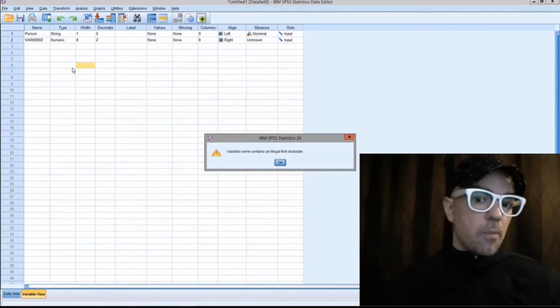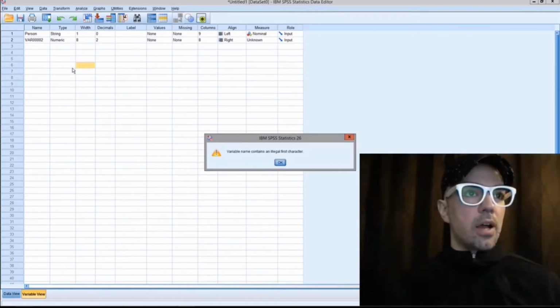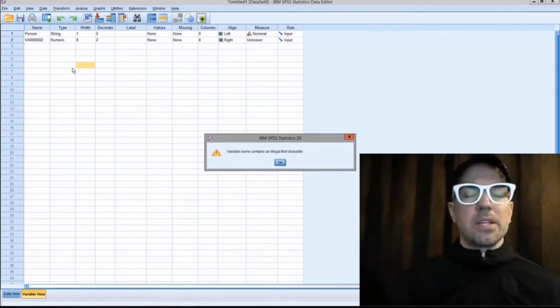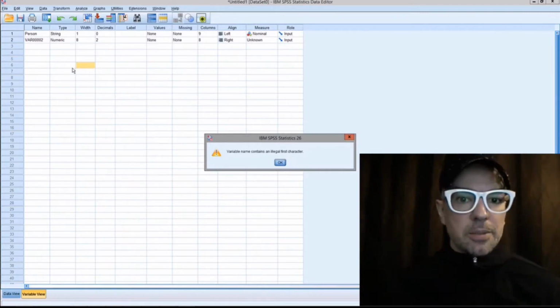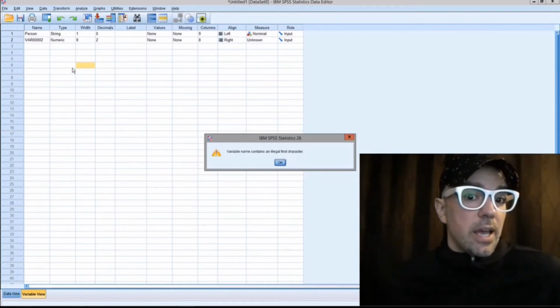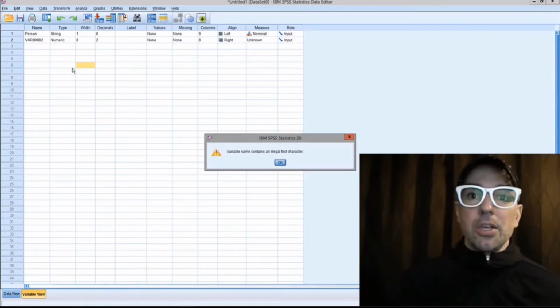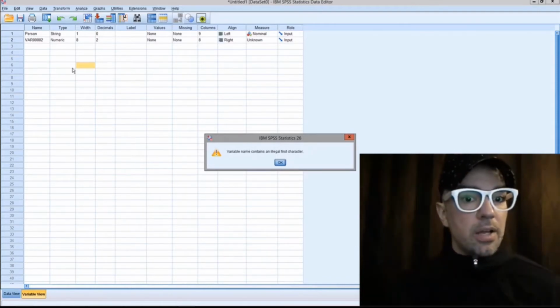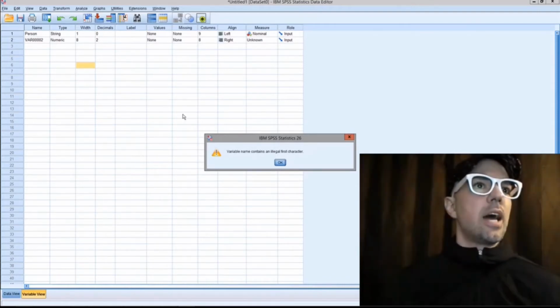And it lets you know. So it gives you a warning, but it lets you know what's wrong. It says variable name contains an illegal first character. So we learned a little something today. SPSS does not allow you to start a variable name with a number. So 5 seconds is not okay.